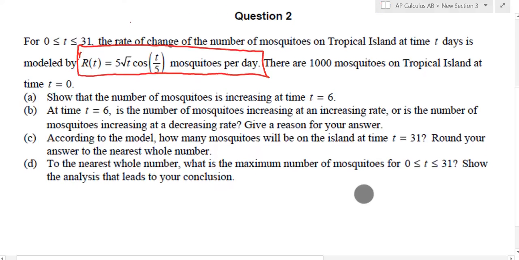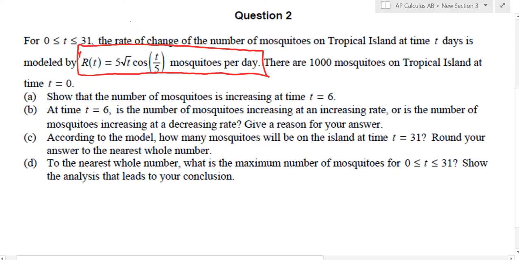So the very first question says, show the number of mosquitoes is increasing. And all you're going to do is, that always has to do with the derivative, but because R of t is a derivative, we said we just want to find R of 6, whether or not it's positive or negative. Now, you can do that in a calculator.